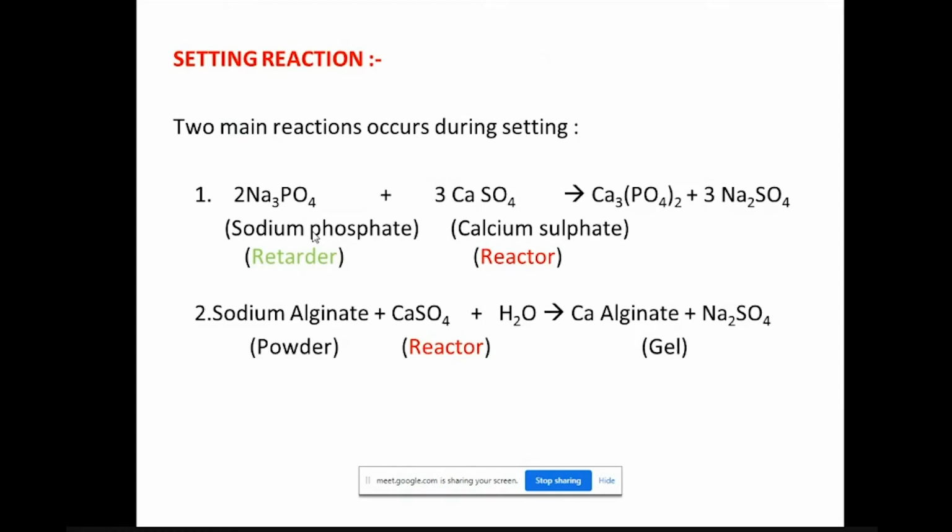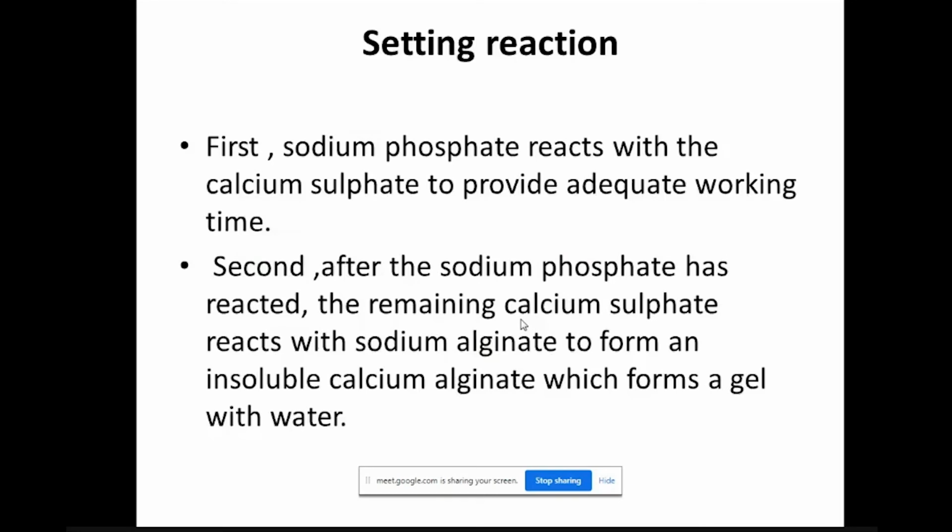Okay, the chemical reactions of alginate. First of all, you have sodium phosphate. It's a retarder. It reacts with the reactor, calcium sulfate. Then the calcium sulfate reacts with the remnants of the sodium alginate to form calcium alginate in a gel form in the presence of water. This is the main reaction.